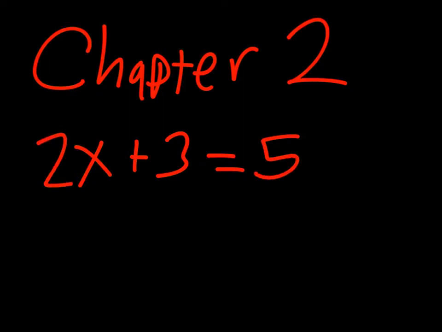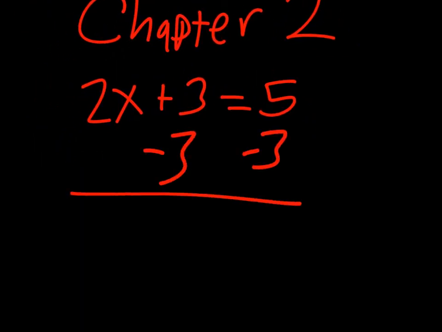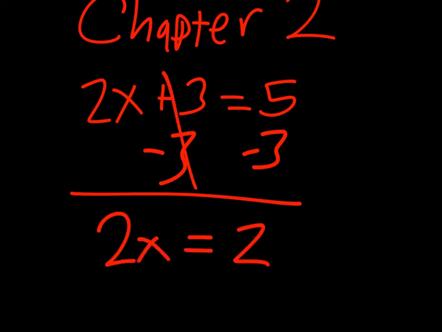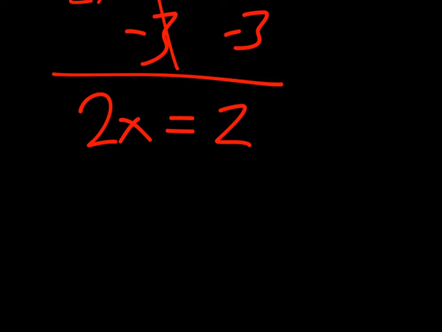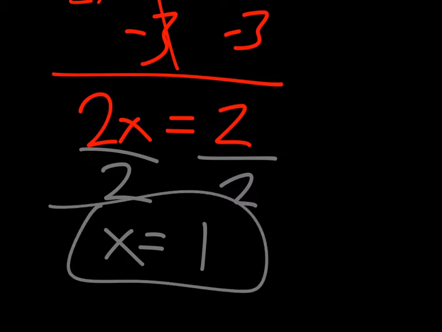So let's say we have x plus 3 equals 5. It's quite simple. I'm sorry, 2x plus 3 equals 5. So this is a two-step equation, okay? You subtract 3. That's our first step, as they say. This goes away. We get 2x equals 2. Our second step would be dividing by 2 on both sides, and we get x equals 1, right? So this is our final answer.